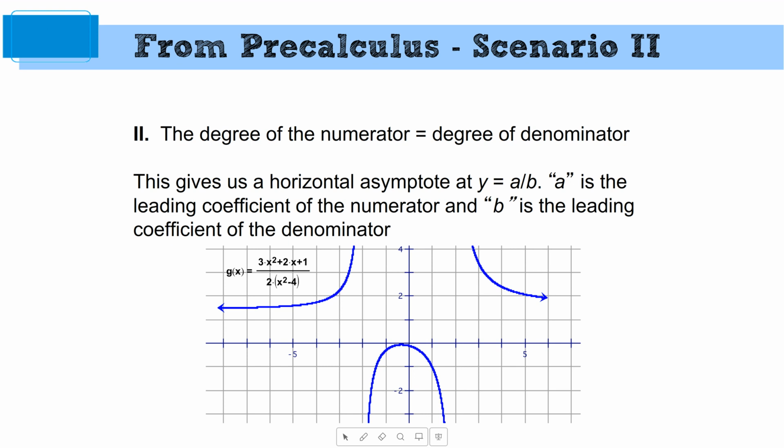Was there a rhyme for this one? If they're the same? Okay. So if the degree of the numerator equals the degree of the denominator, then you take the ratio of the leading coefficients. Degree 2 on the top, degree 2 on the bottom, the leading coefficients are 3 and 2, therefore the asymptote is at 3/2.